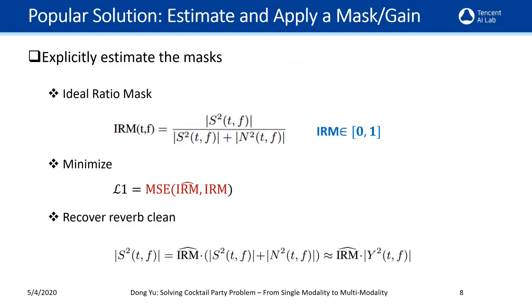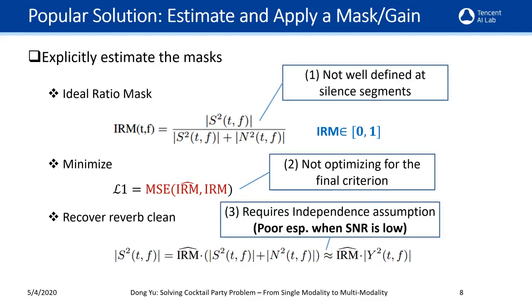For example, Professor Deliang Wang and his team proposed to define an ideal ratio mask on the power spectrum and learn a deep learning model to estimate the mask by minimizing the mean square error between the true IRM and the estimated IRM. This early attempt has three limitations. First, it's not well defined at the silence segments. Second, when training the model that estimates the mask, it is not optimizing for the final evaluation criterion. Third, when reconstructing the reverb clean speech, it requires an independence assumption, which is poor, especially when signal-to-noise ratio is low.